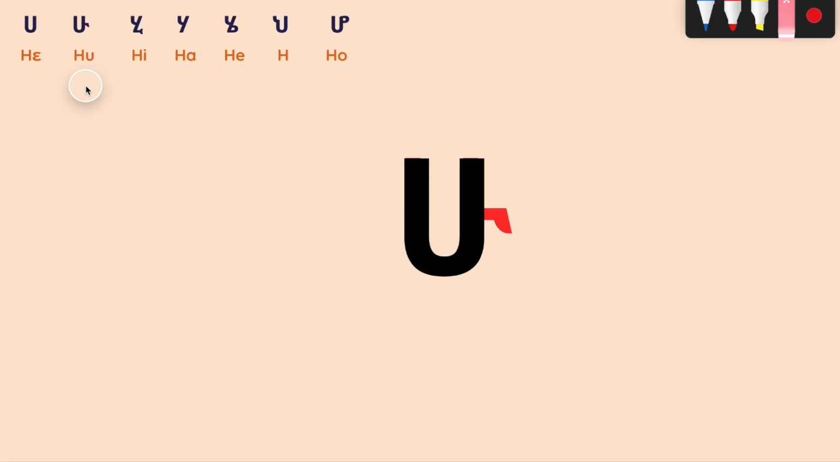This is the second letter of the he family, okay? It's hu. It ends with a U. Hu. Letters in the second order always end with the vowel U, okay? They end with the vowel U.